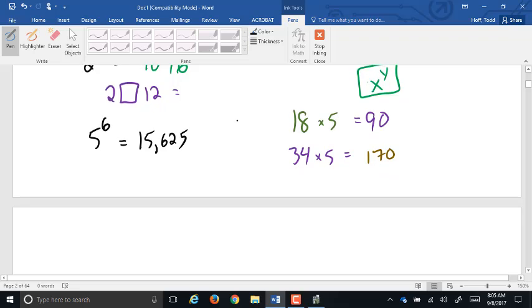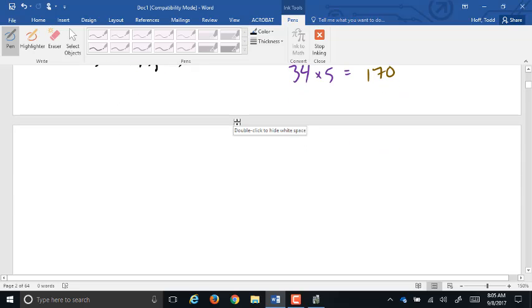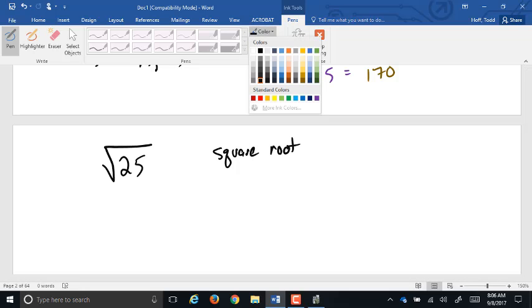Okay, so we can do a power. Let's talk about the next part of it. That symbol. That's called the square root. And we know the square root of 25 is 5. But what does that symbol mean?